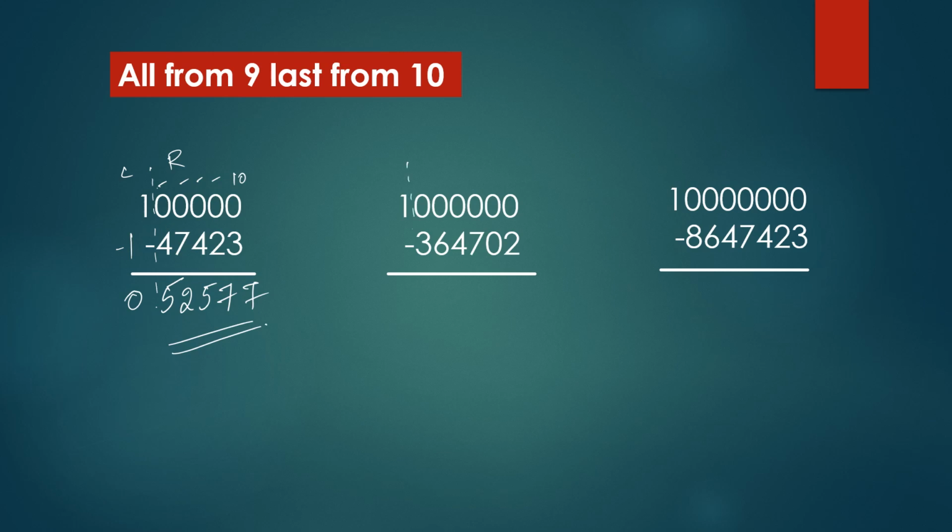Now next one. So left, right. 1 minus 1, 0. So 9 minus 3, 6. 9 minus 6, 3. 9 minus 4, 5. 9 minus 7, 2. 9 minus 0, 9. But the last one should be subtracted from 10. All from 9, last from 10. 10 minus 2, 8. So the answer should be 6,35,298.